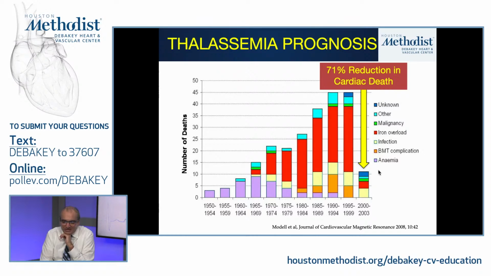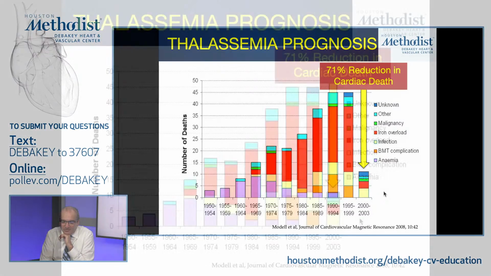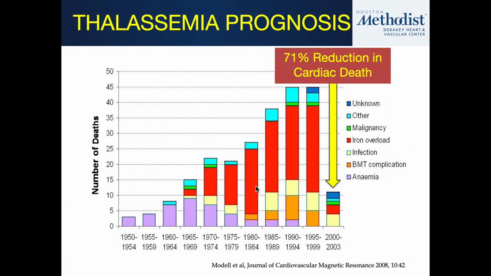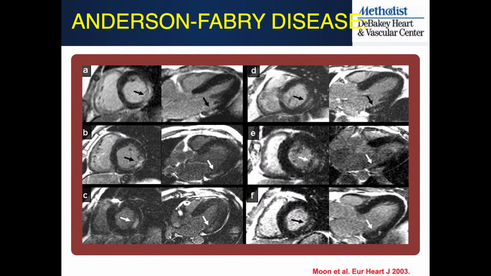That's shown nicely by this publication out of the UK, where they looked at the incidence of death in patients with thalassemia in the United Kingdom. You'll notice that the vast majority of deaths in these patients were from iron overload. Then with the advent of this CMR T2 star technique to guide management, there was a significant reduction in iron overload deaths, and as a result, a significant reduction in cardiac deaths in general, to the tune of almost 71%. So this is a great example of where imaging can guide management to help improve patient prognosis.